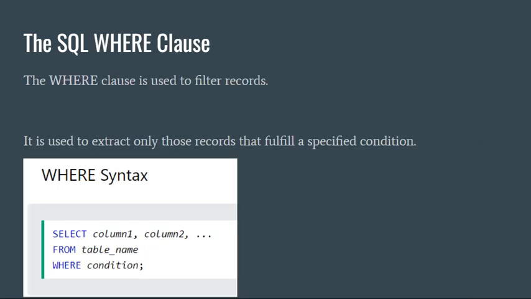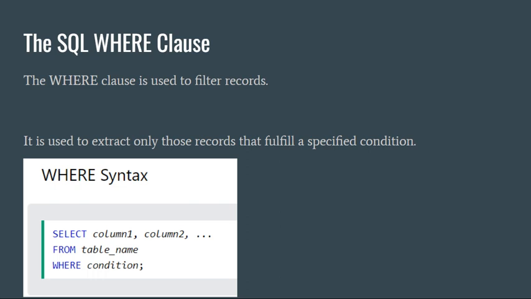Now the next thing which we are going to learn in this video is the where clause. The where clause is used to filter the records, right? You know, while using Excel also, sometimes we have to apply a filter for filtering out some of the required data from the given huge data set. So the where clause is used mainly for applying a filter, to filter the records. It is used to extract only those records that fulfill our specified condition.